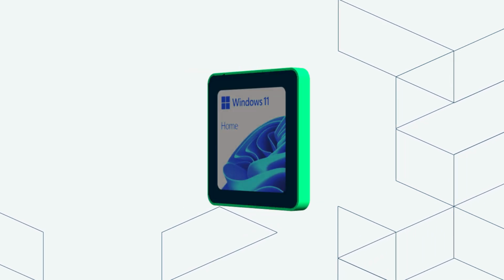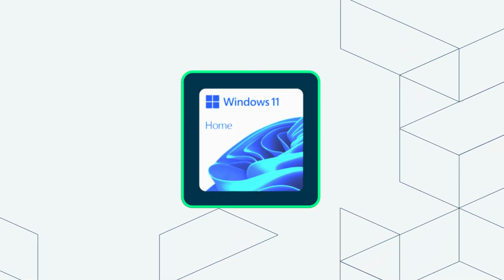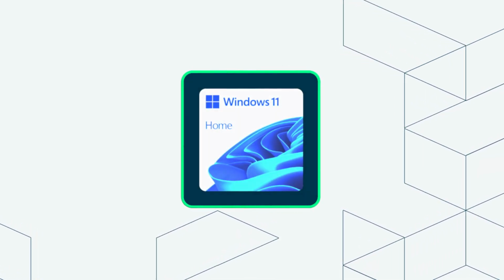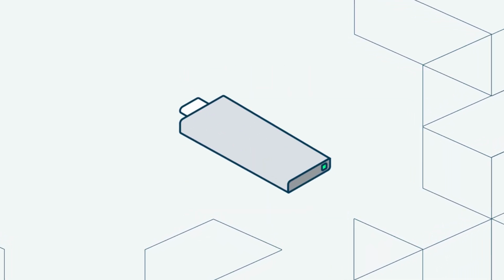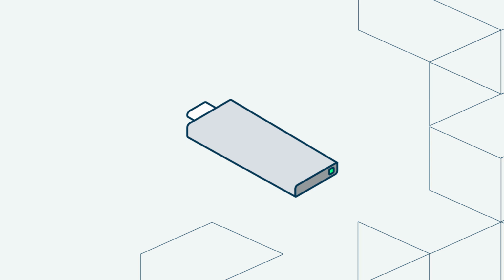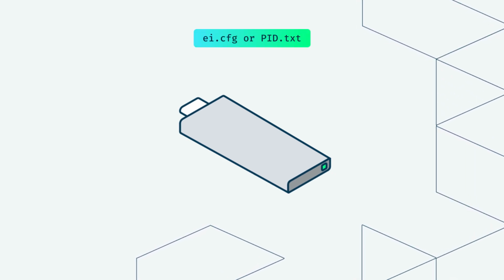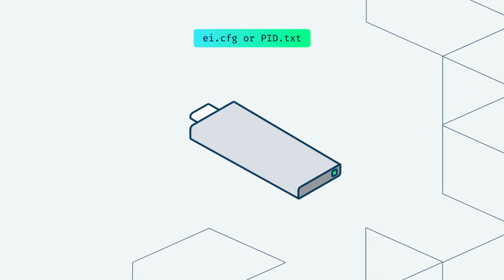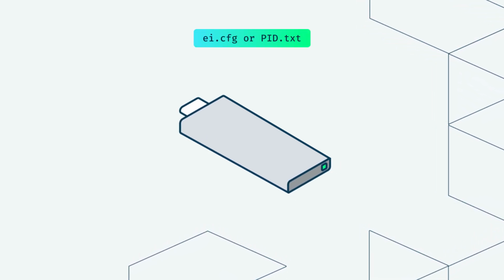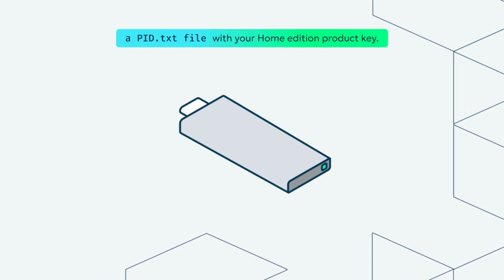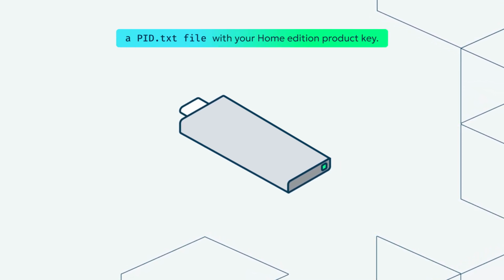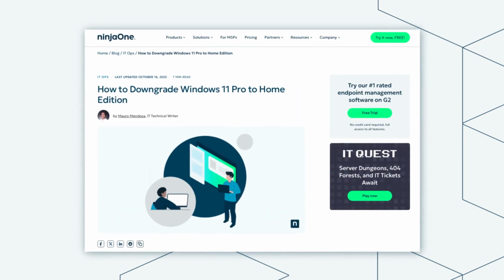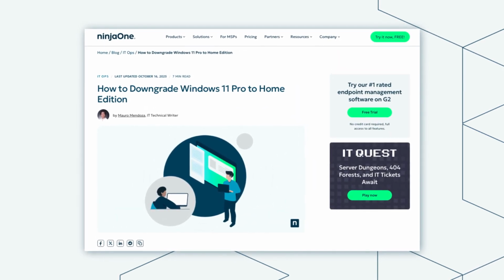Optional: forcing the Home Edition selection. Sometimes Windows setup won't offer the Home Edition, especially if the device's firmware was previously tied to a Pro license. In that case, modify your USB drive to force the installer to select Windows 11 Home. This method requires creating an ei.cfg file, or alternatively, a pid.txt file with your Home Edition product key.